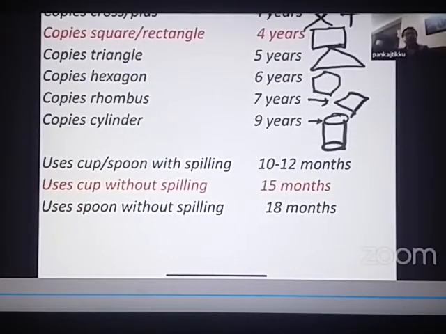So when does he use a cup without spilling? At 15 months. When does he use a spoon without spilling? At the age of 18 months. When is he using a cup and a spoon for the first time? 10 to 12 months, but with spilling the contents. Cup without spilling: 15 months. Spoon without spilling: 18 months.